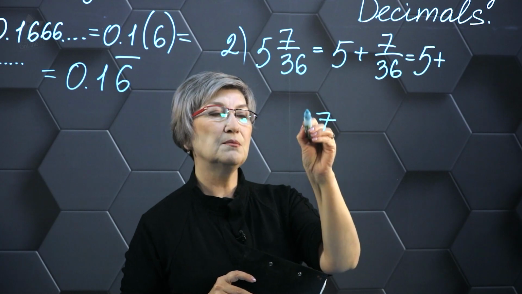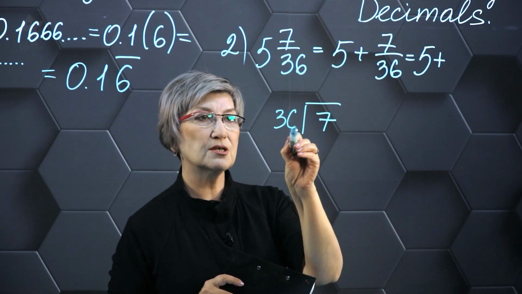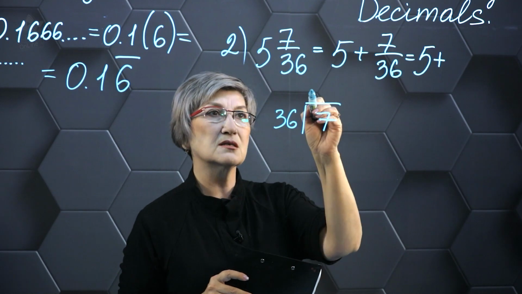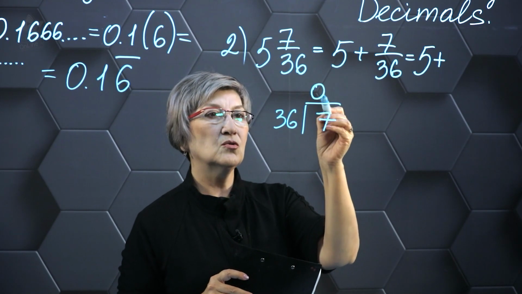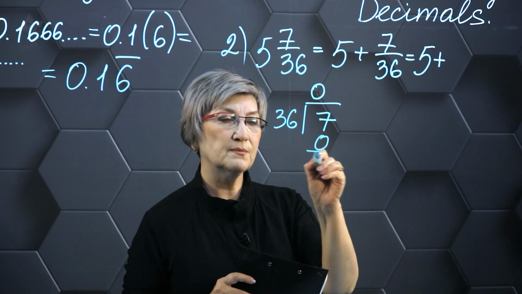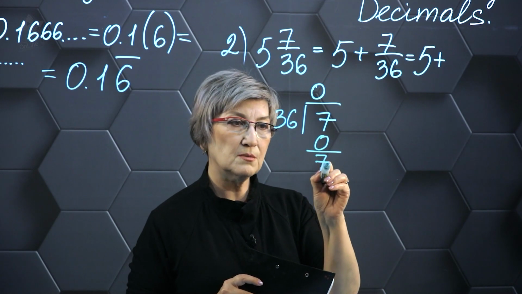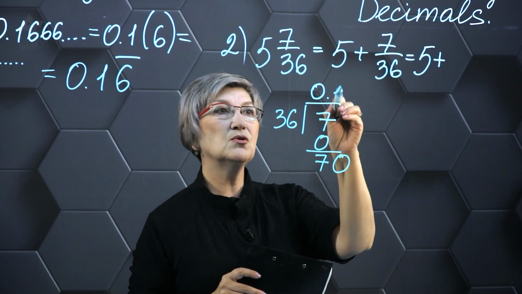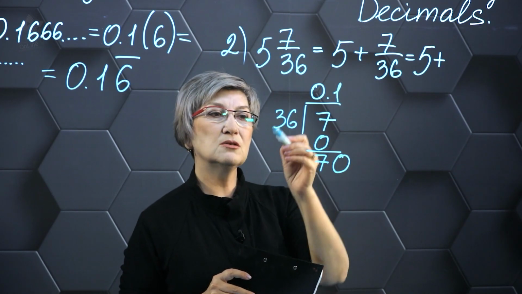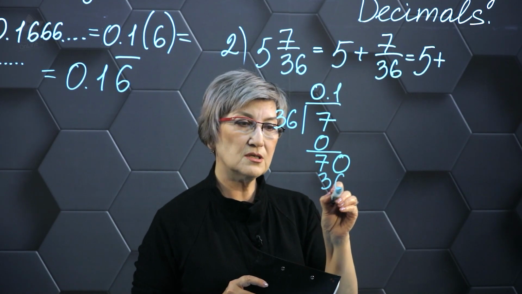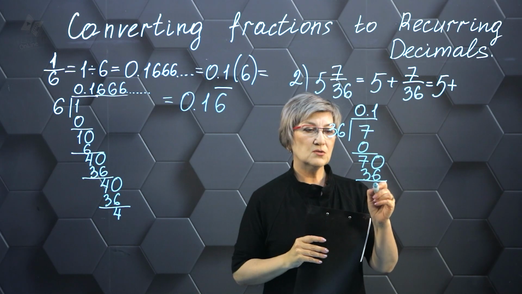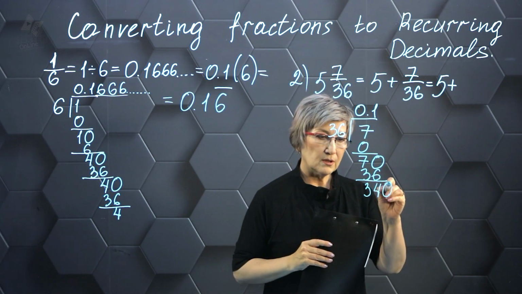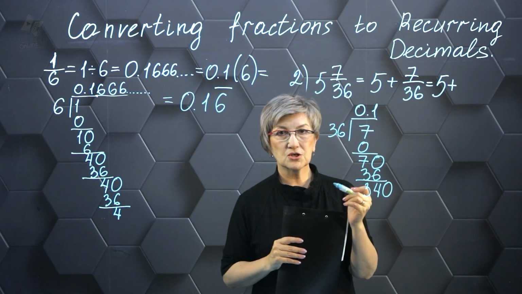Therefore, we'll divide 7 by 36. Of course, 7 is not divisible by 36, so we write down 0. 0 times 36 is 0. 7 minus 0 is 7. We add 0. 70 divided by 36, we take 1 each. 1 times 36 is 36. 70 minus 36 is 34. We add 0. 340 divided by 36.